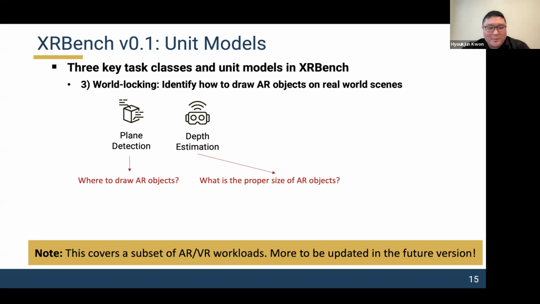And this is a quick note about all of these workloads. There are many, many emerging workloads as well. So this covers a subset of AR/VR workloads. And we are working hard to update this benchmark to reflect the latest advances in those ML model use cases.